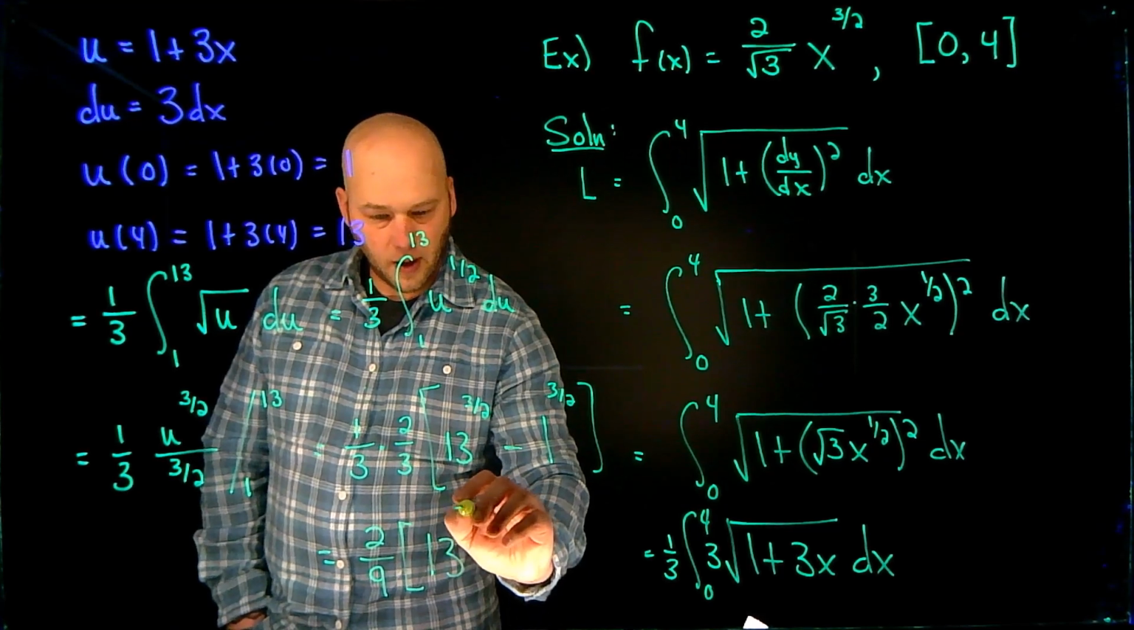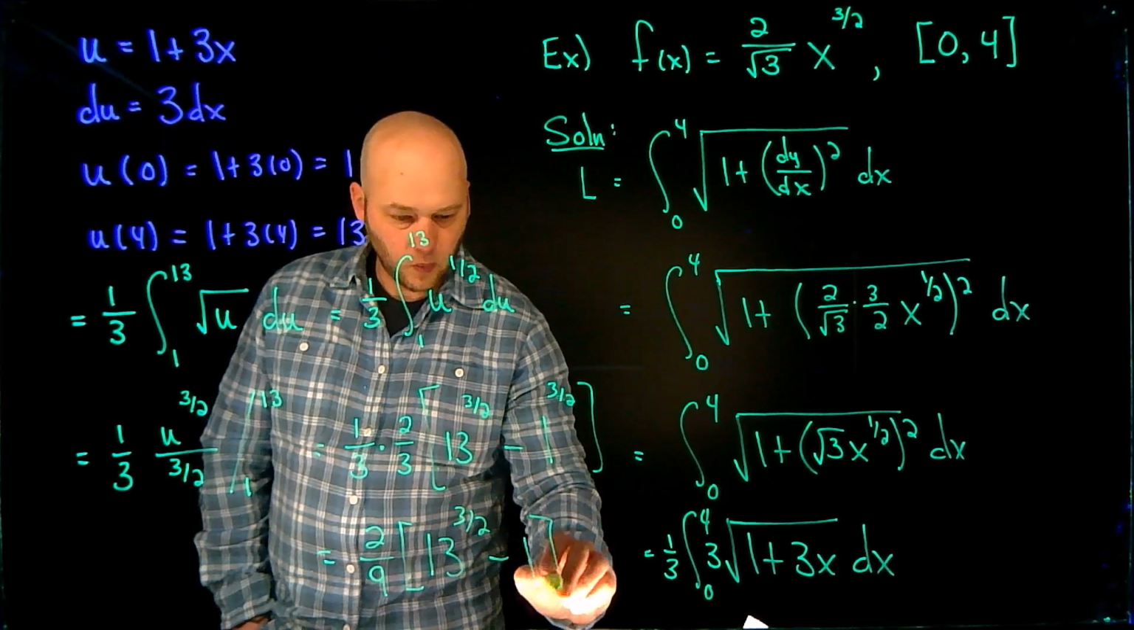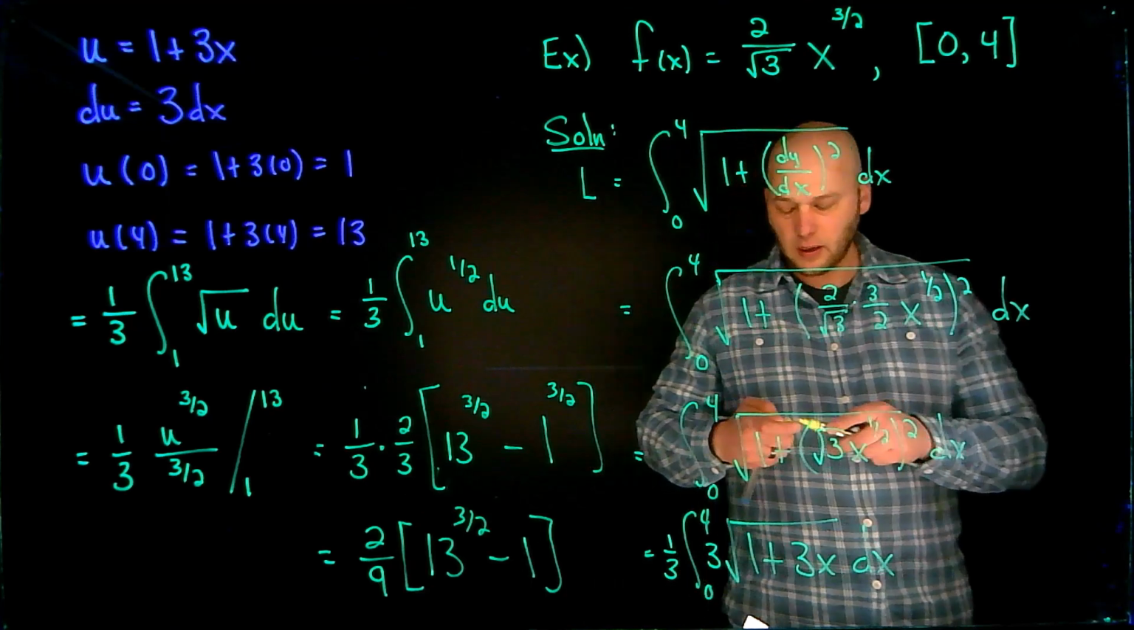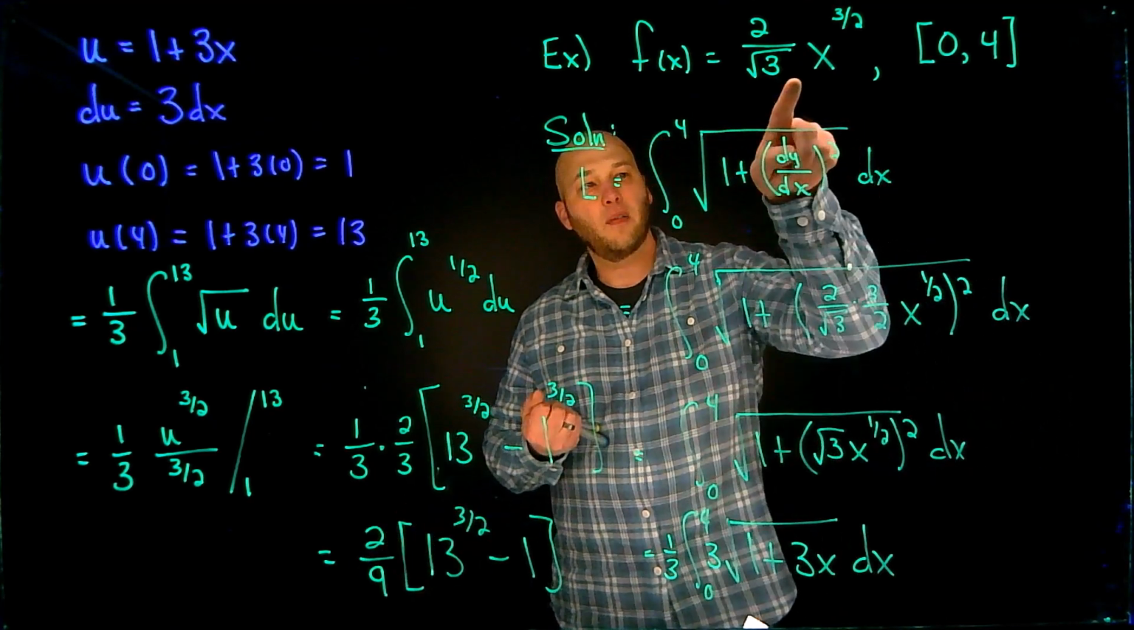13 to the 3/2 doesn't reduce in any way, but 1 to the 3/2 will reduce to 1, and we get that value right there. Certainly we could pop that into a calculator and get a decimal approximation for it, but this right here would be the exact length of this curve on this interval.